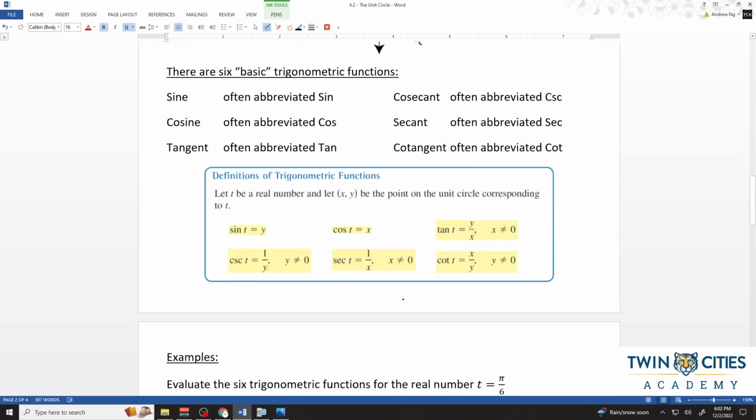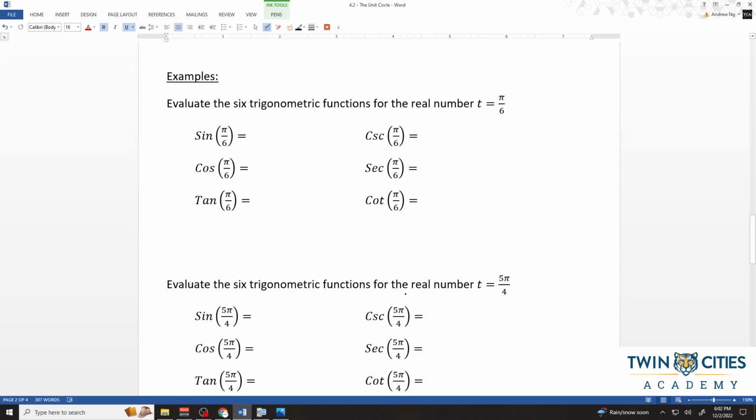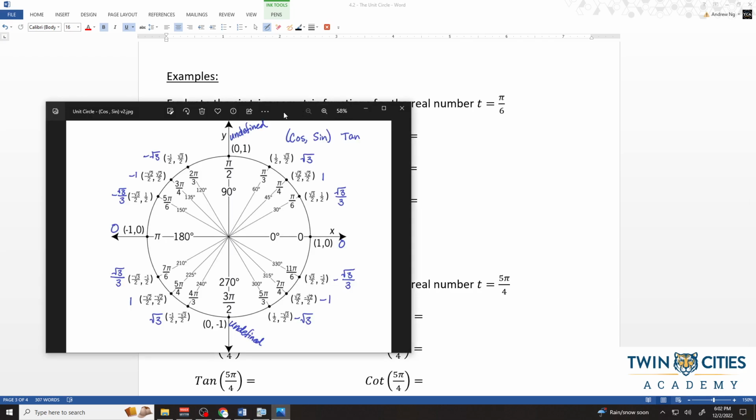So let's do some examples. Let's evaluate the 6 trigonometric functions for the real number t equals pi over 6. So I want to find the sine, cosine, tangent, and then after I find those, we're going to flip those upside down, find the cosecant, the secant, and the cotangent. The very first thing I need to do, though, is look at my unit circle and identify where pi over 6 is.